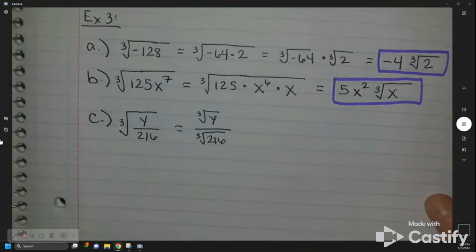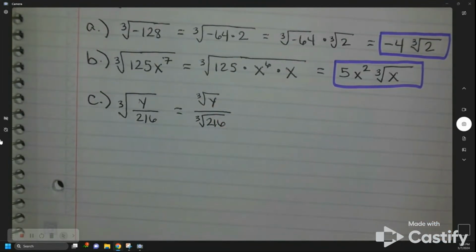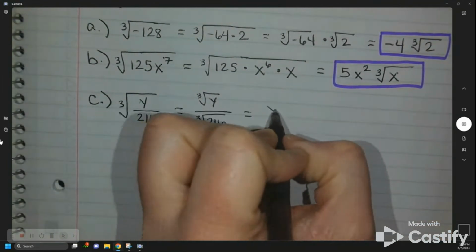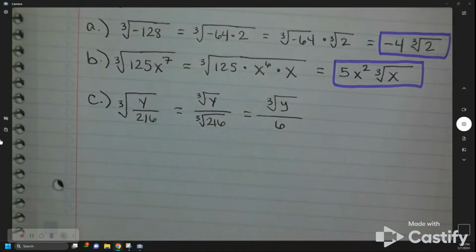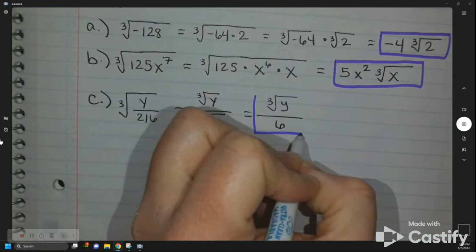So just like we did when we were squaring our things, we have the cubed root that can be split up in our fraction as well. So this is going to give us the cubed root of y over the cubed root of 216, which is 6. So the cubed root of y over 6 is your final answer for C.